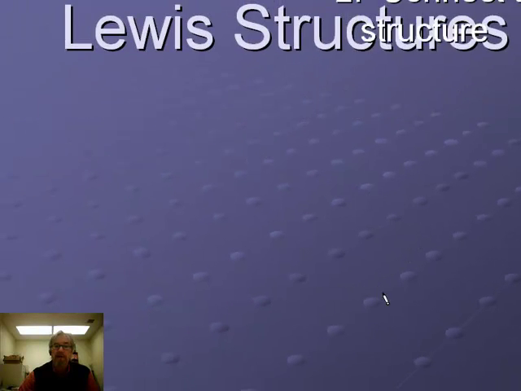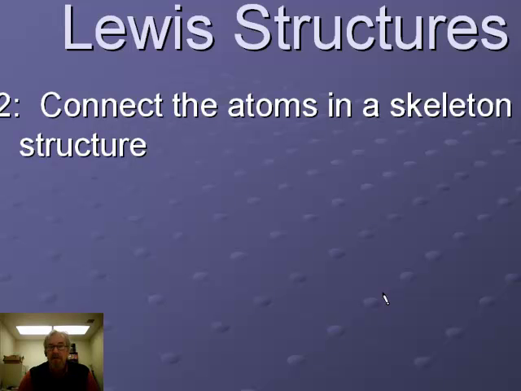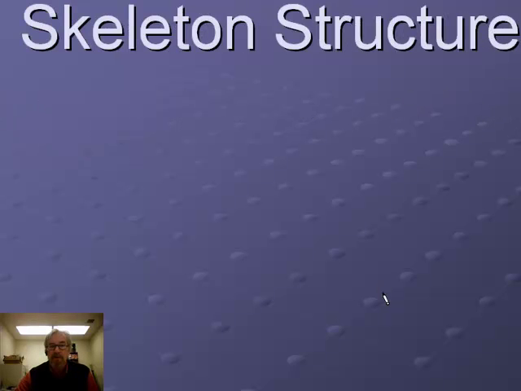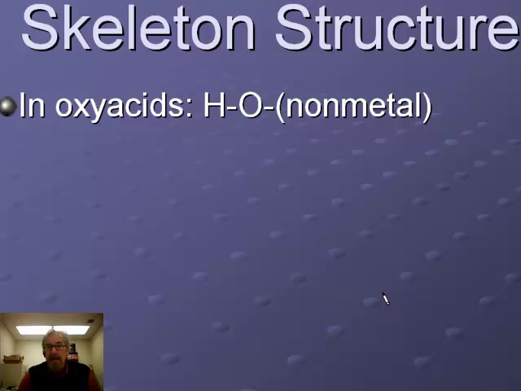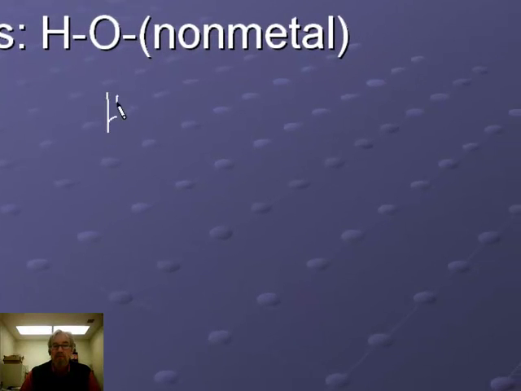The next thing to do is connect the atoms in a skeleton structure. Now there are some hints that we can use for skeleton structures to get them correct. One is this. In oxyacids, you're always going to have a chain that's H connected to an O connected to another nonmetal. So here's an oxyacid, H2SO4. I know that somewhere in that structure I'm going to have an H-O-S chain, at least one.